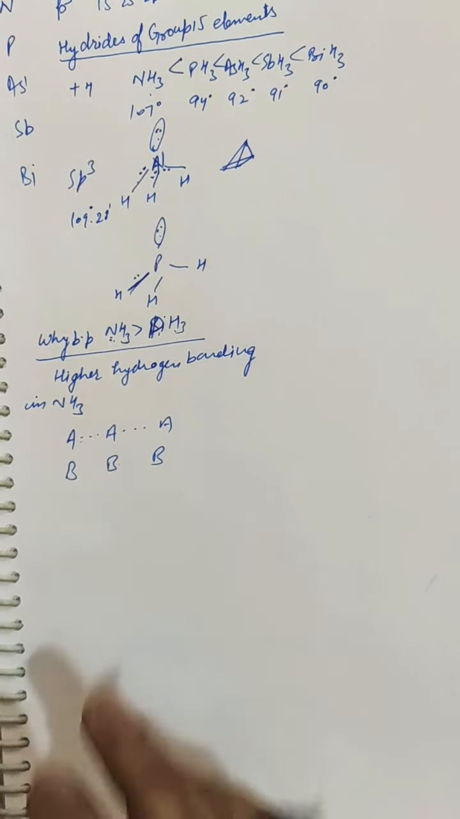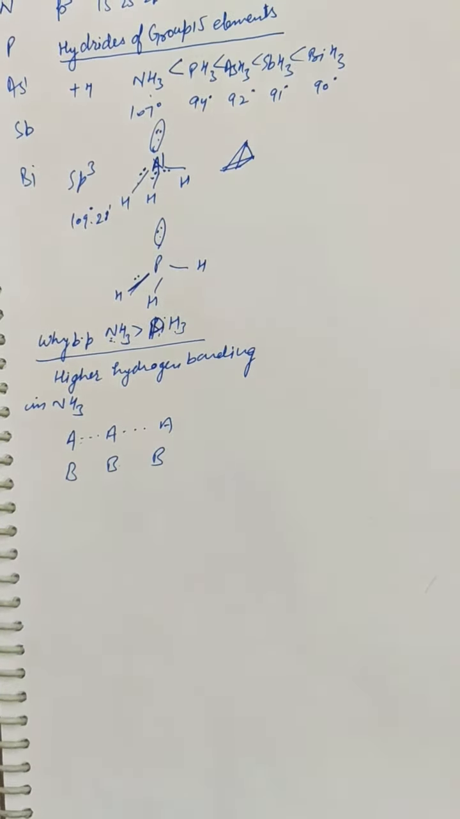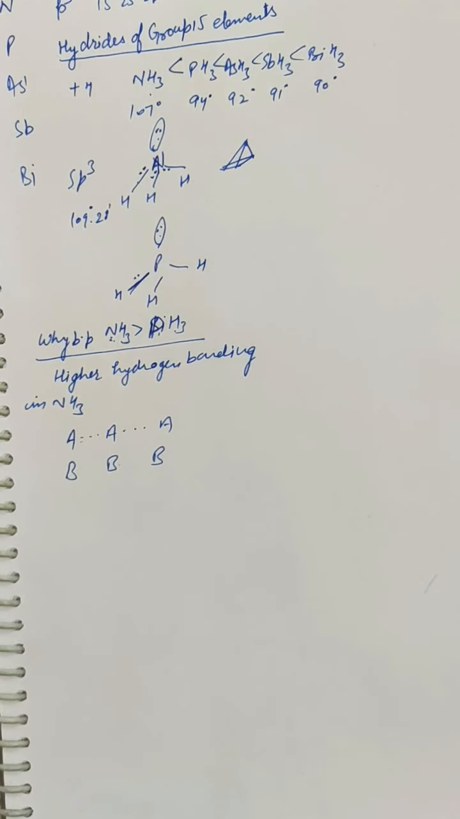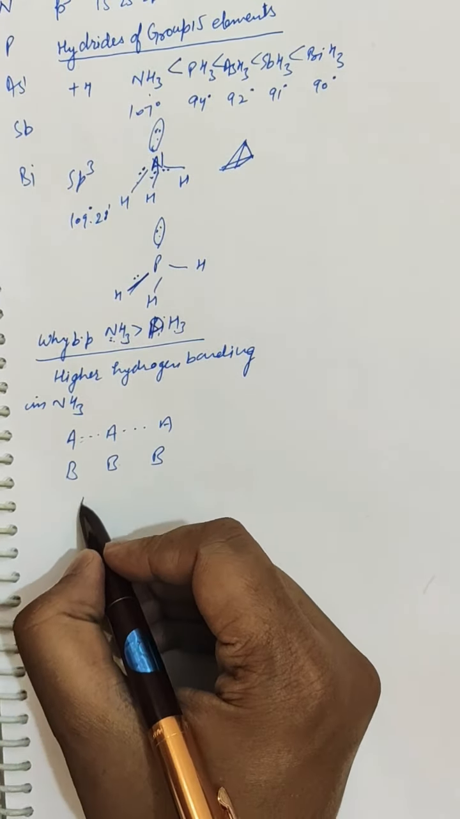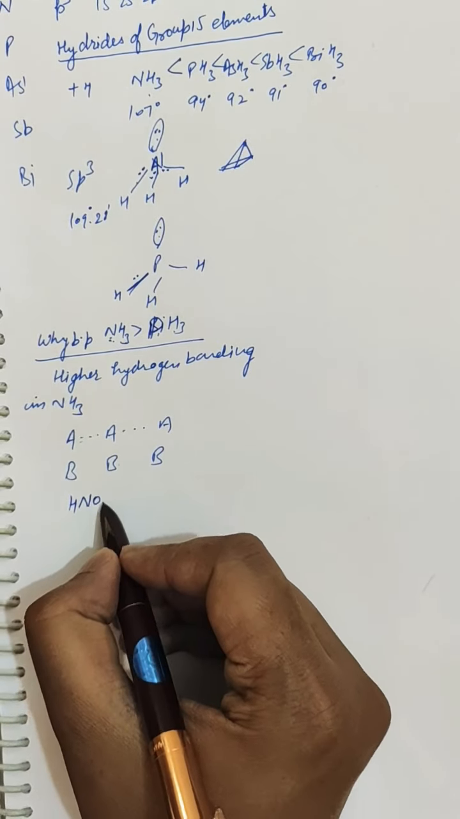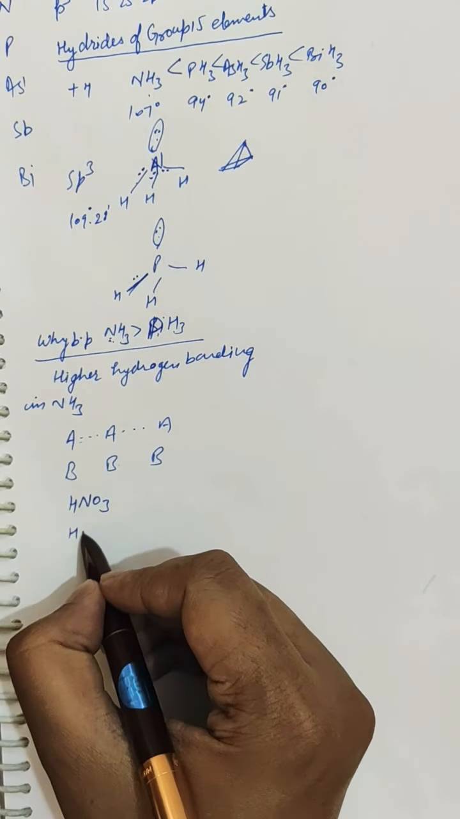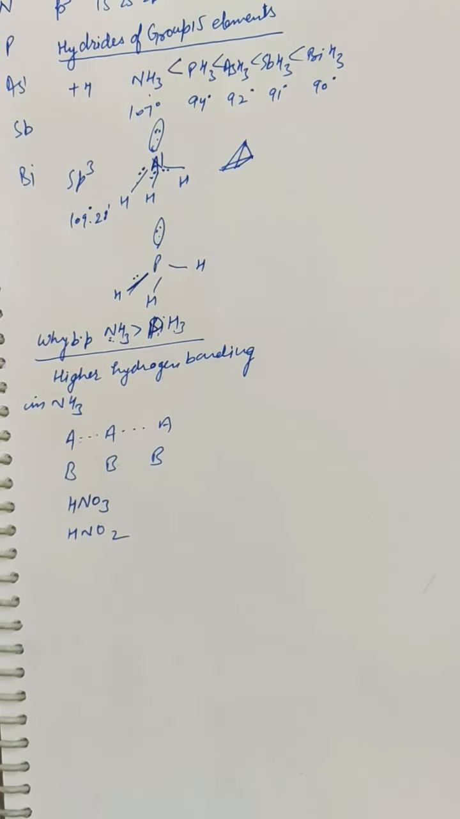So now you have completed this part. Next time we will study the oxides of nitrogen and their different acids, like nitric acid, nitrous acid, HNO2 and other acids.